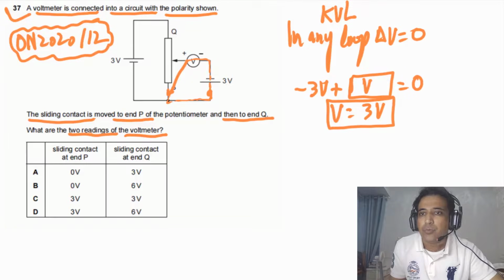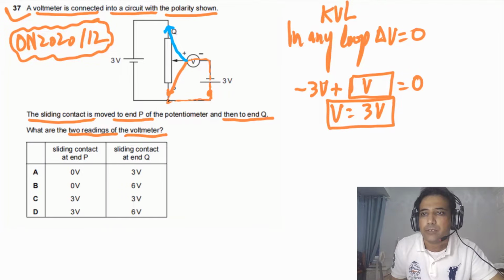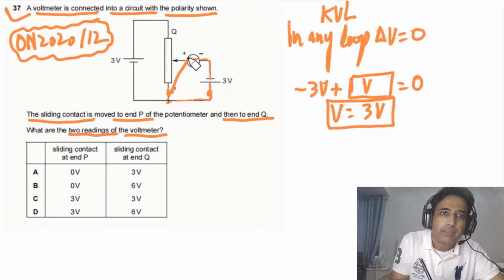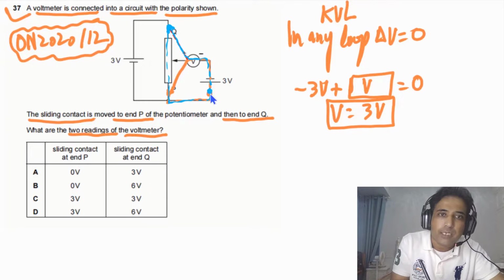Now we have to consider when the sliding contact is at end Q, at this end. So let me draw this one in a proper way. When this sliding contact is at point Q, our loop is this. So we are taking this loop. This is our complete loop. So in this case, let's start from this point.